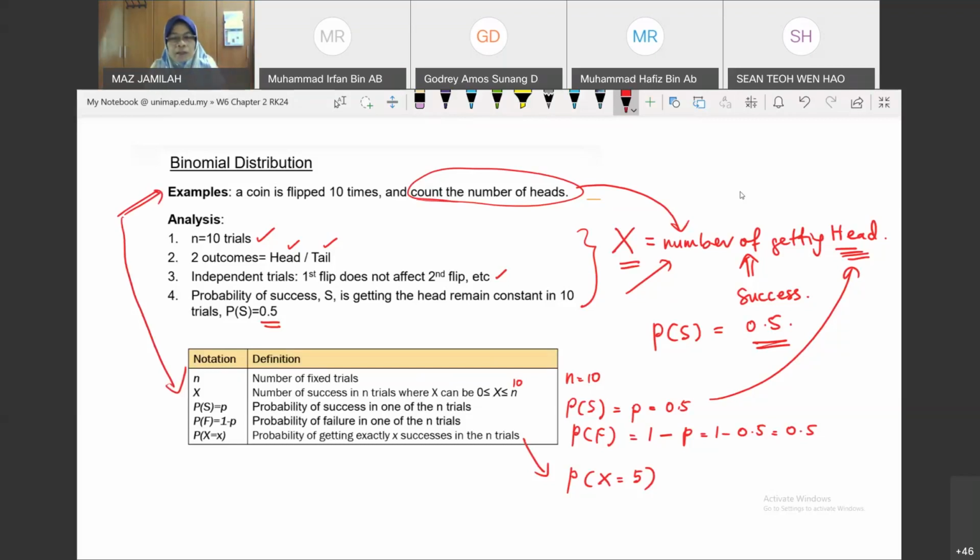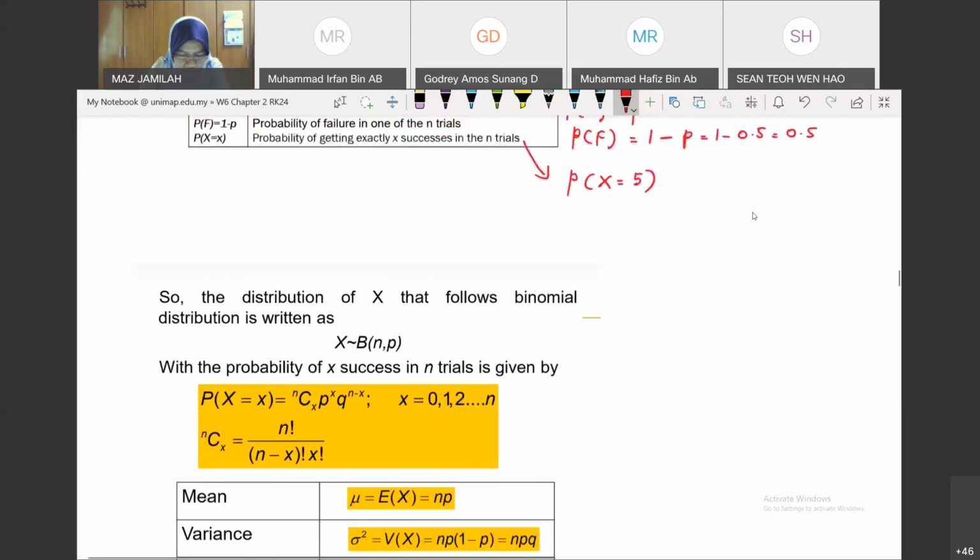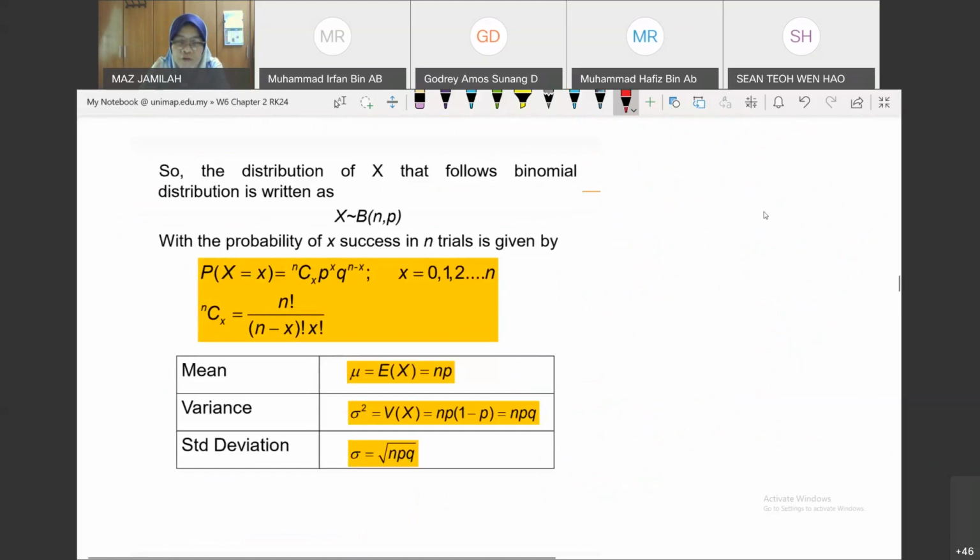Okay, which goes back to the criteria of the binomial probability distribution. Any questions so far, class? Any questions so far, class? Because afterwards we are going to do a lot of calculation. Okay, if you don't have any questions, we proceed to the notation of the binomial probability distribution.